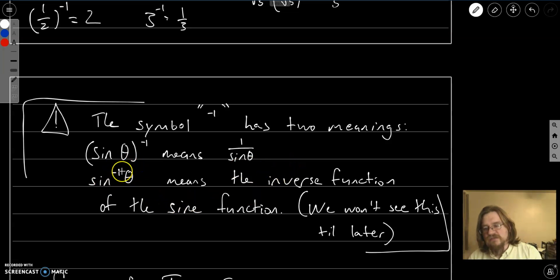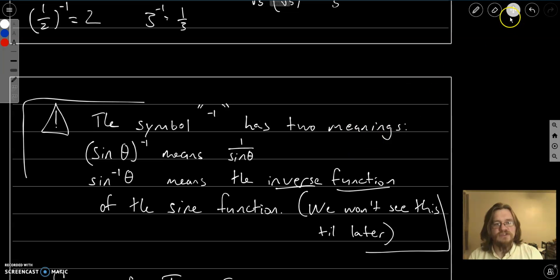However, if you see this negative 1 inside of here, attached to the sine, not on the whole thing, this means the inverse function. This is the sort of opposite function to sine. It's sometimes referred to as arc sine, and we will see this eventually in this semester, but not until later. So for the moment, we don't want to put a negative 1 here. We want to put it on the outside of the whole thing if we want to take the reciprocal. This shouldn't matter too much. This is just a word of warning.